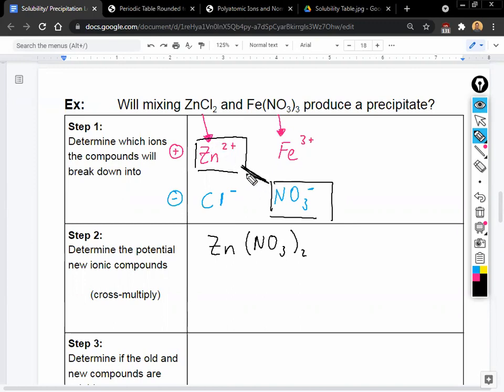We're just trying to figure out what they can make if we mix the two together. That's why I wrote cross multiply, because we're not really multiplying anything, but you just go across. You get the positive from one of them and the negative from the other one, and you put them together. All right, so that's the first one. I want you guys to write the second one now. Write the other new potential ionic compound that can be made. So take about 45 seconds. You can work with the person next to you and try to figure out what the new ionic compound is.